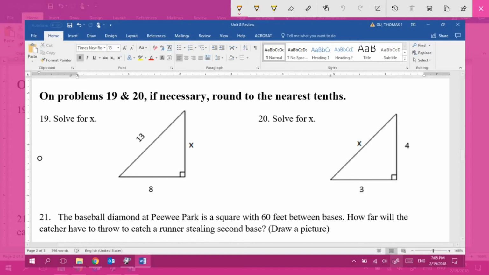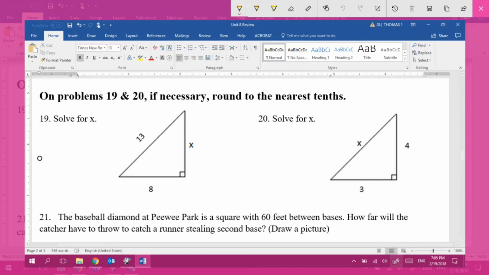Alright, moving on to numbers 19 and 20. I'm just going to do one of these. I'm going to do number 19 because that one's actually a little harder. This is just a simple Pythagorean theorem problem because you can see it's a right triangle. They didn't give you any other information, so you can just use the Pythagorean theorem.